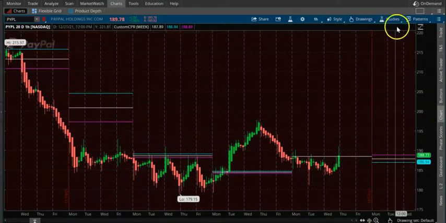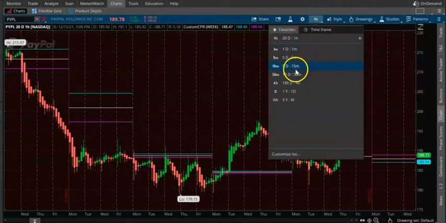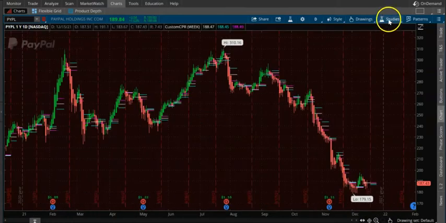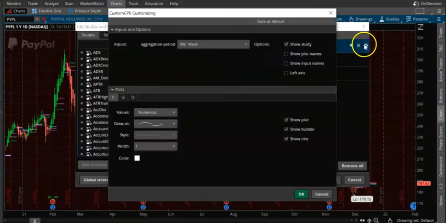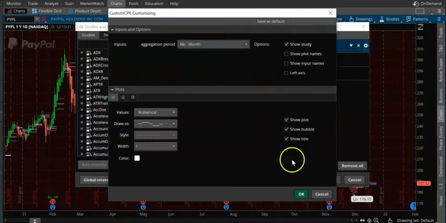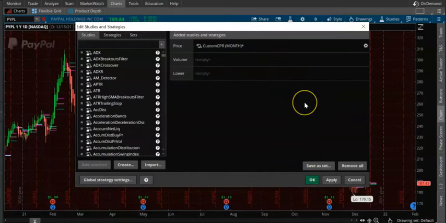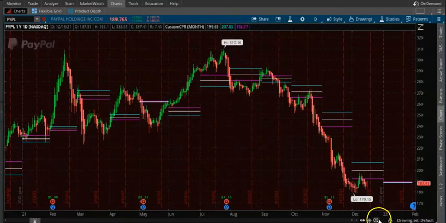So let's flip it back to the daily time frame, and then edit the monthly CPR. If you are on month CPR, you just go to day. If you are on week, go to 1 hour. If you are on 1 day, you just go to 5 minutes. That is the time range you want to go to. Now let's look at this.